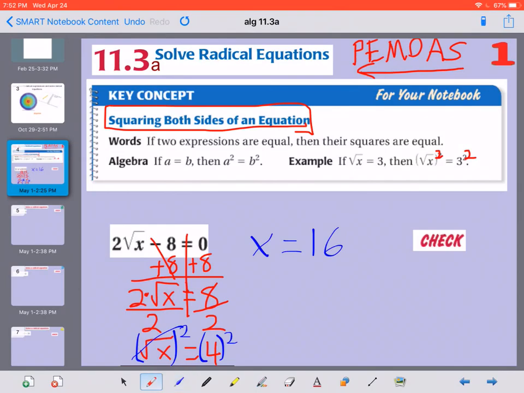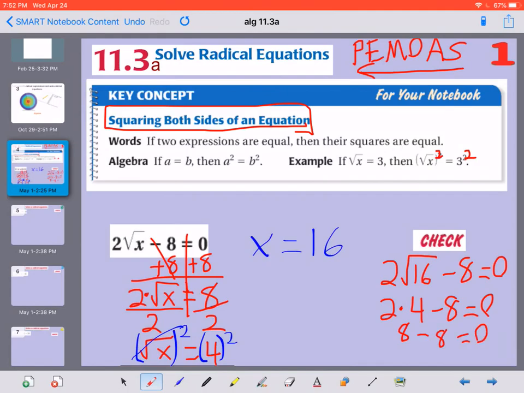Now we can check that to see if we're right just by plugging that 16 back in. So it'll be 2 times the square root of 16 minus 8 equals 0. Well, we know the square root of 16 is 4, so it'll be 2 times 4 minus 8 equals 0. 2 times 4 is 8. 8 minus 8 does equal 0. So we know we did this correctly. x equals 16.